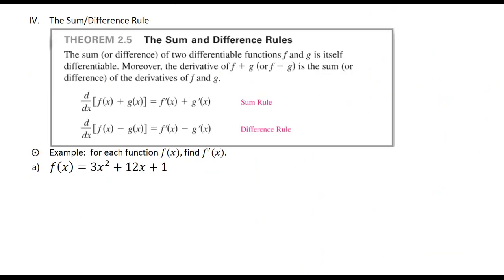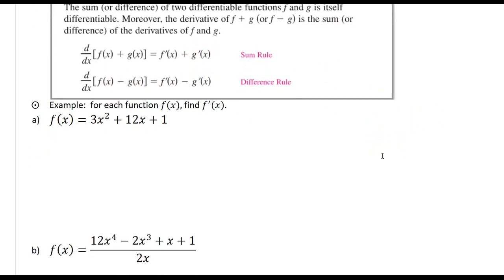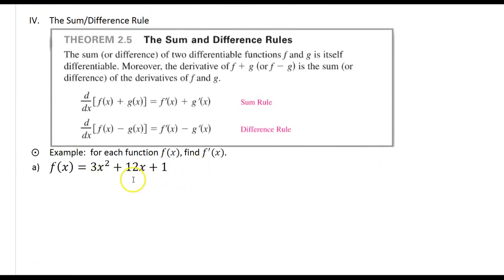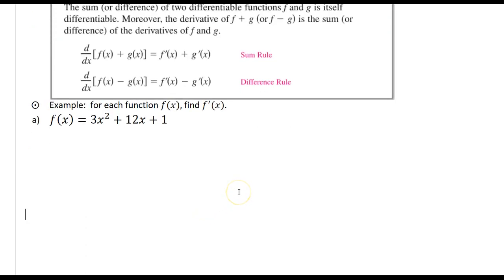The next rule is the sum or difference rule. This just tells us that the sum, or the derivative of a sum, is equal to the sum of the derivatives. The derivative of a difference is equal to the difference of the derivatives. So basically what that means is anything that's added or subtracted, we can go ahead and take the derivative of as well. So in this case, I've got the derivative of 3x squared plus 12x plus 1.